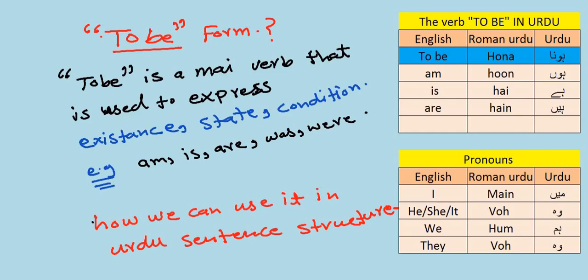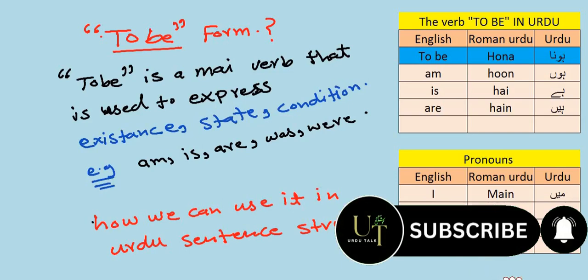Today in this video we will learn the verb to be in Urdu language. We also call it the to be form, and how we can use it in Urdu sentences, because the English and Urdu sentence structure is quite different. So how can we use it in Urdu sentences?